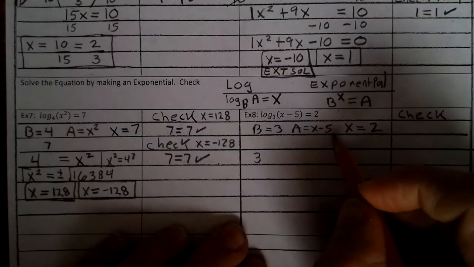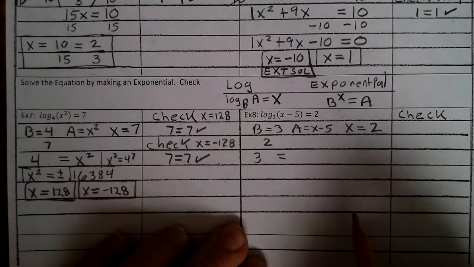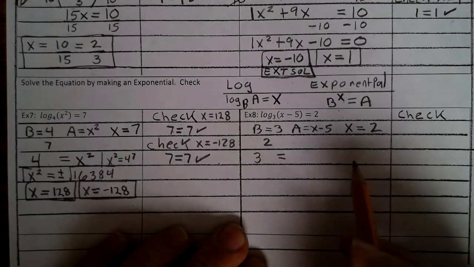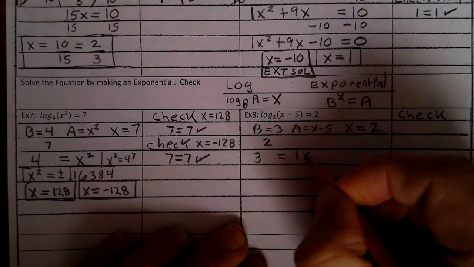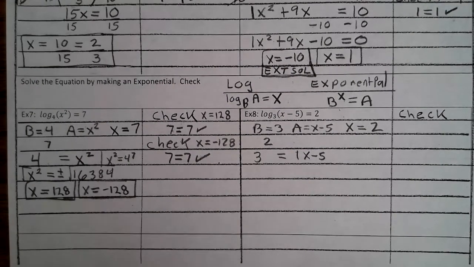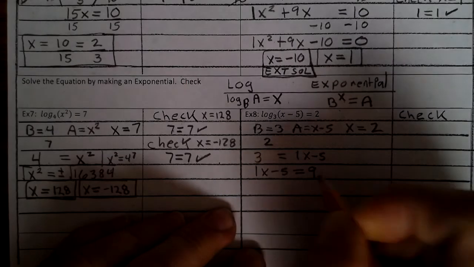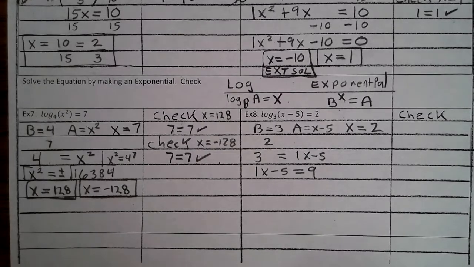Now, 3 to the second power is 8. Oh, I'm sorry. 3 to the second power is 9. I don't know where I was thinking about that. But I'm going to rewrite this so the x is on the left. So I'm going to rewrite it as 1x minus 5 equals 9. Now we add 5 to both sides. So 1x equals 14. Okay? So now let's check x equals 14.